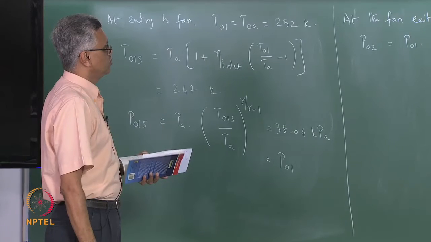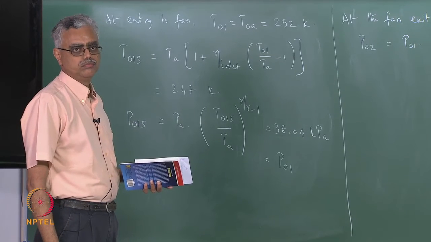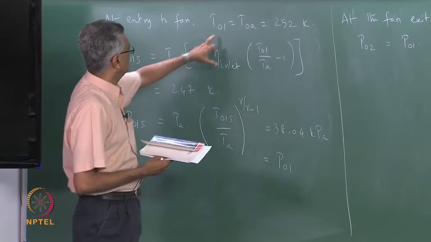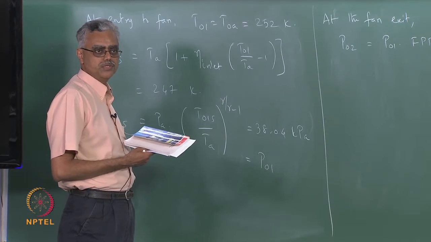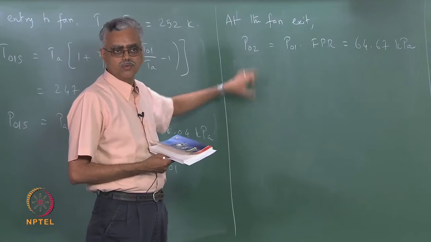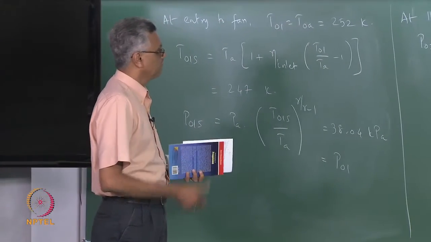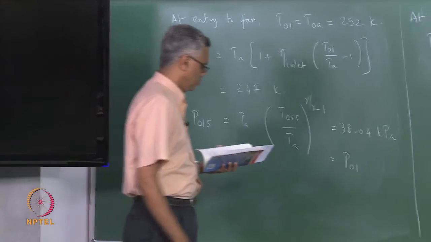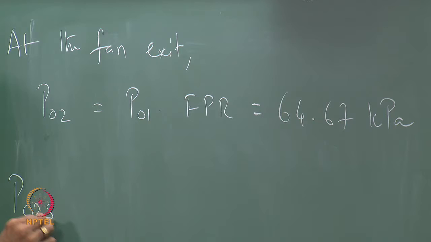So I have P02 now, I have to calculate T02, right? Earlier I had the stagnation temperature and I needed to calculate the corresponding stagnation pressure. Now I have the stagnation pressure and I need to calculate the corresponding stagnation temperature, right? Which is what we are going to do next. So remember, P02S is equal to P02. So I use that fact and do the following.